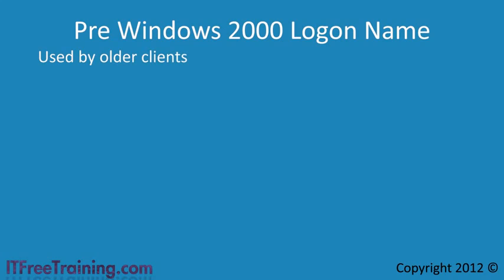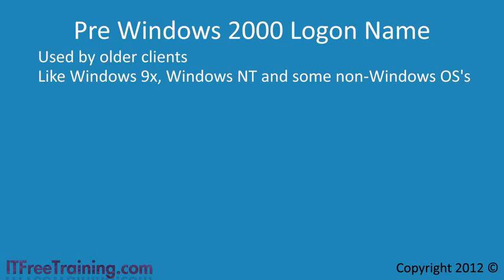This name will be used by older clients. Besides Windows systems like Windows 9X and NT, this may also include some older non-Microsoft operating systems. Unless you have any old operating systems, in most cases you won't need to worry about the pre-Windows 2000 logon name. The reason I bring it up is that it is limited to 20 characters. In your naming standard, if you need to use the pre-Windows 2000 logon names, consider the 20-character limit when thinking about how your naming standard will work.